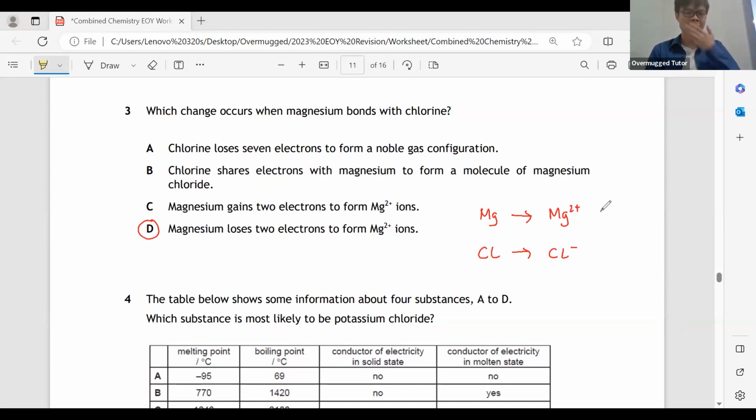Okay, so for open-ended, write it like that. Magnesium loses 2 electrons to form Mg2+ ions. Chlorine atom gains 1 electron to form Cl- ions, 2 marks. Okay.